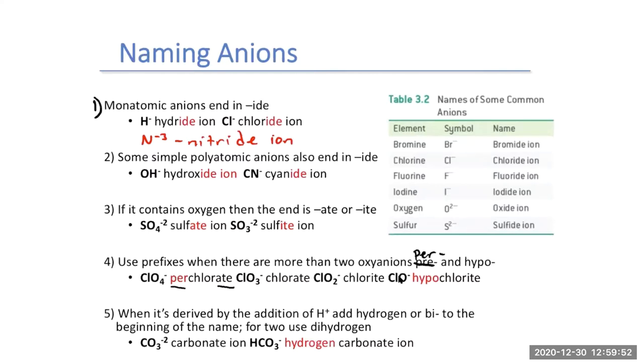Then if you take away another oxygen, you have ClO, you add the prefix hypo. So hypo, with the prefix, goes with ITE. It also signifies the least number of oxygens possible. The per signifies the highest, and the hypo signifies the least. Now, if these rules are confusing, you can easily not worry about the rules and just memorize your polyatomic ions.